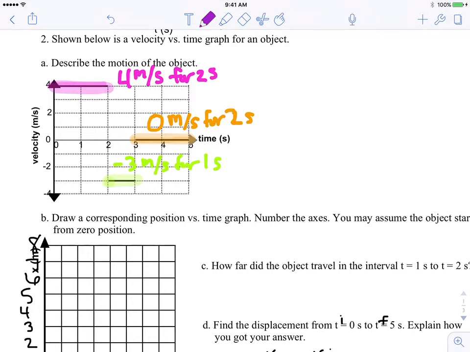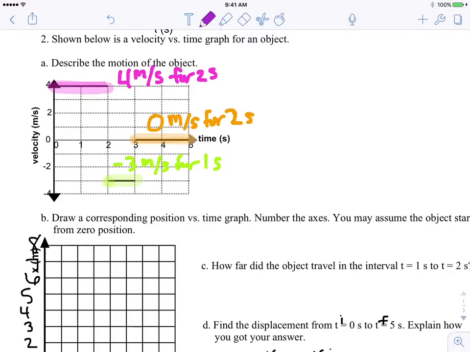So, for the first 2 seconds, it's going 4 meters per second. And that's that line right there in pink. It shows it's at the y axis where it says 4 meters per second. And from 2 to 3 seconds, it's at the -3, or the -3 meters per second. That's the y value. And it's going -3 meters per second for 1 second. And then from 3 seconds to 5 seconds, it's at 0. And so it's going 0 meters per second for 2 seconds.